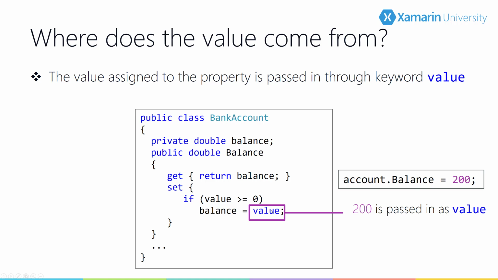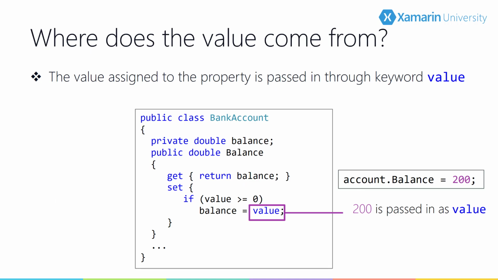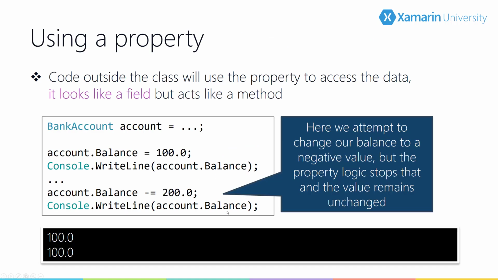Now, by doing this, this is what it looks like. Back from the caller, look at this. We create a bank account. We set the balance to 100. We print the balance. Then we subtract 200 and print the balance. And look what happened. It printed 100 again. And that's because in our property, we define that if we're going negative, don't update the value. So we don't update the value. So now this looks just like a field, but we have the power and we can add the logic that a method can have.